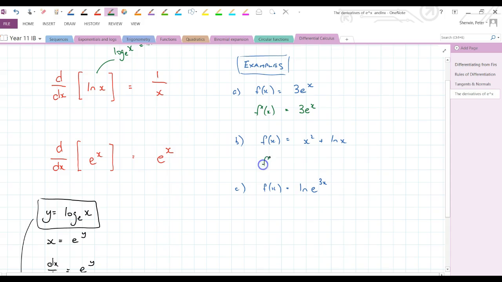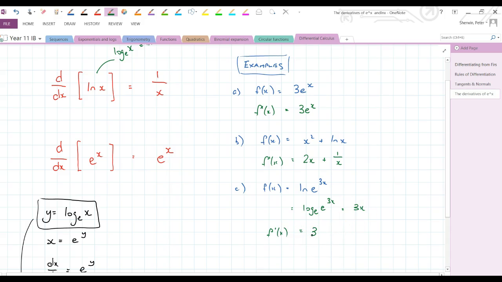Right, so f dash x here, we deal with x squared in the old-fashioned way, 2x. ln x goes to 1 over x. And so there's our derivative of x squared plus ln x. And the third one here is just to recognize that if you write it another way, if you've got e there and e there, then this is equal to 3x. So f dash x of 3x is just 3.